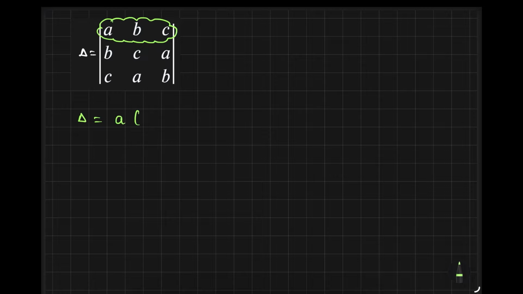So it is A times (BC minus A square) minus B times (B square minus AC) plus C times (AB minus C square). Okay, now let's open this thing.